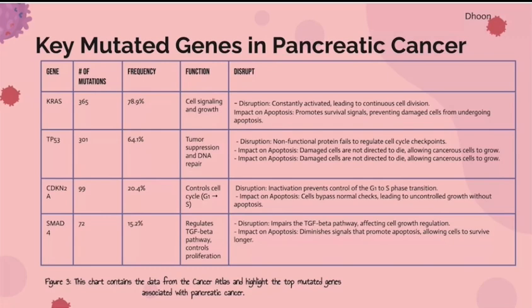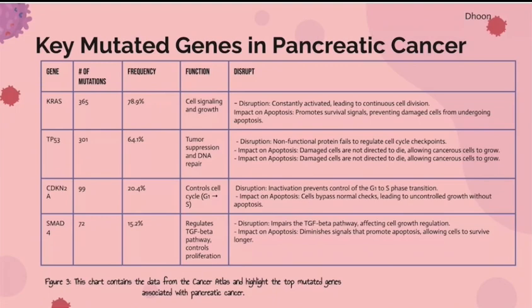CDKN2A. The CDKN2A gene controls the transition from the G1 to S phase, again found in interphase of the cell cycle. When inactivated, it prevents the normal regulation of this crucial checkpoint, and as a result, cells can bypass these controls, leading to uncontrolled growth without the normal apoptosis that should occur in these damaged cells.